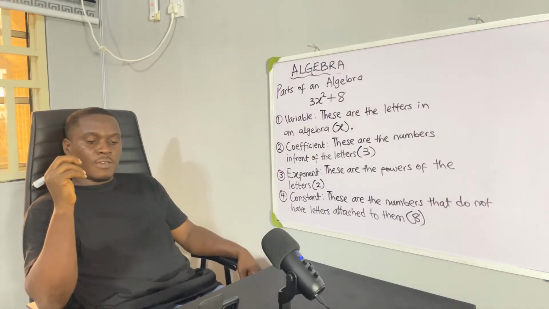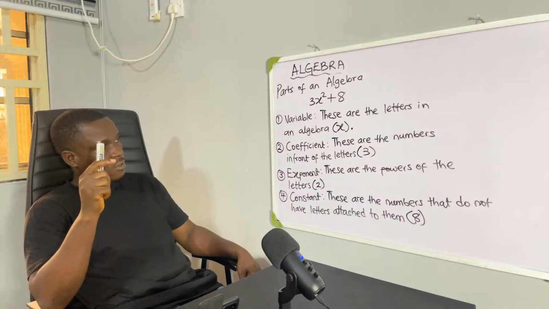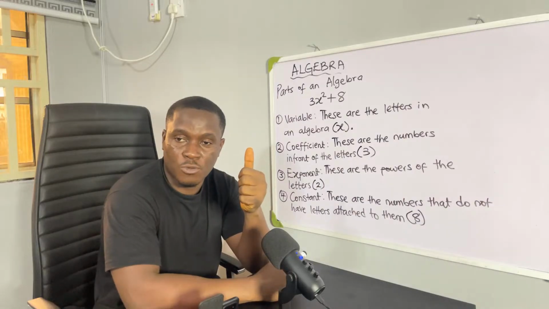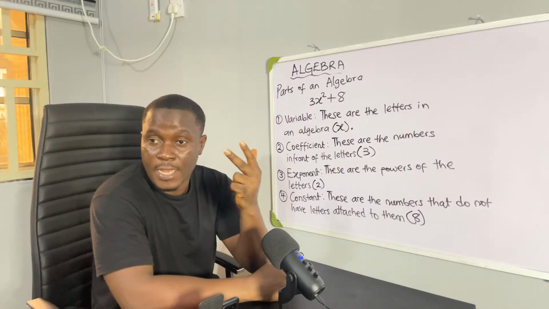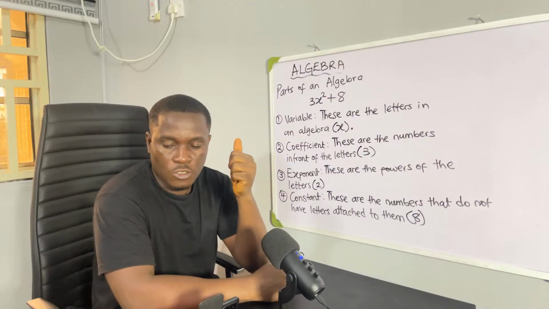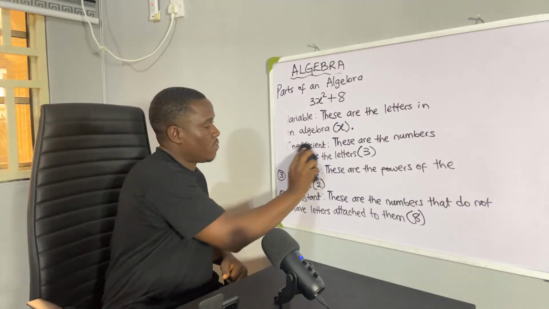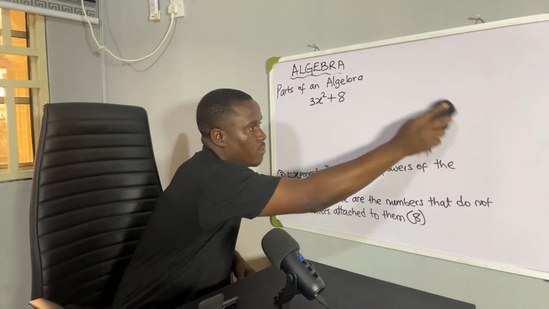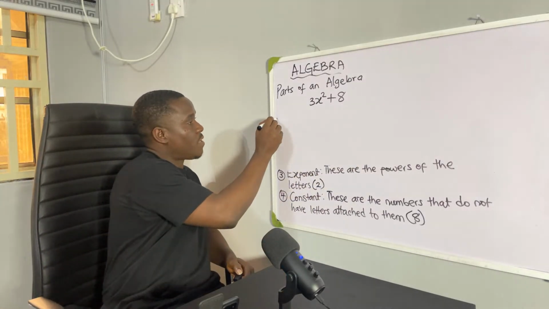Okay, so let me know when you're done writing. I'm done. Good. Okay, so we've seen four parts of this algebra. We've seen the variable, the coefficient, the exponent and the constant. So we have one more. Five.